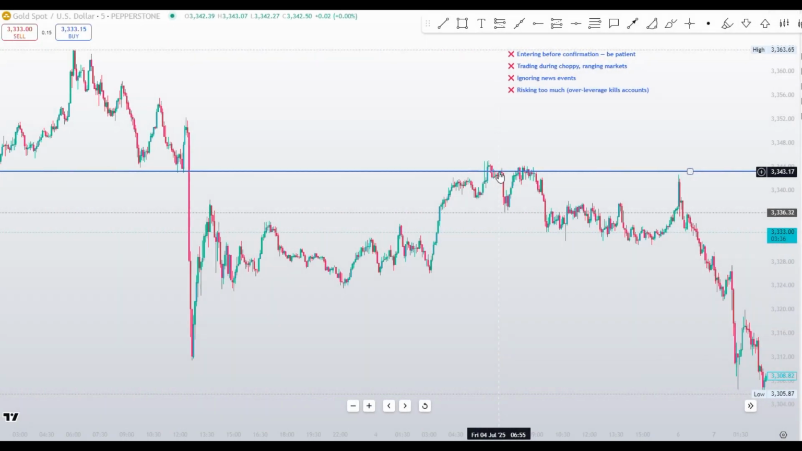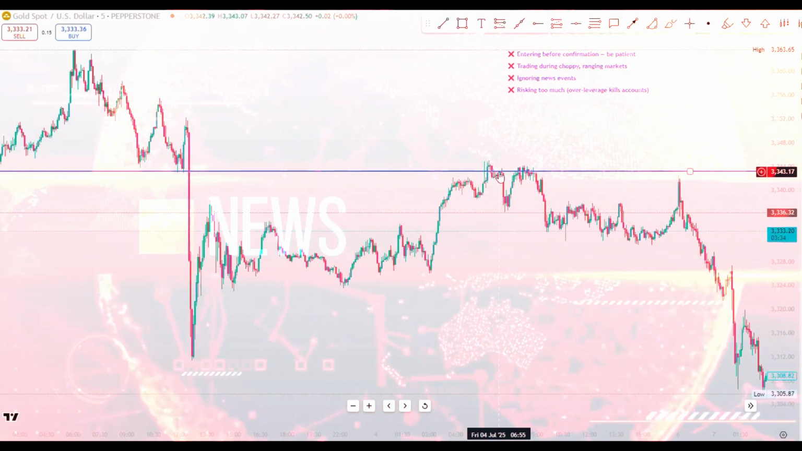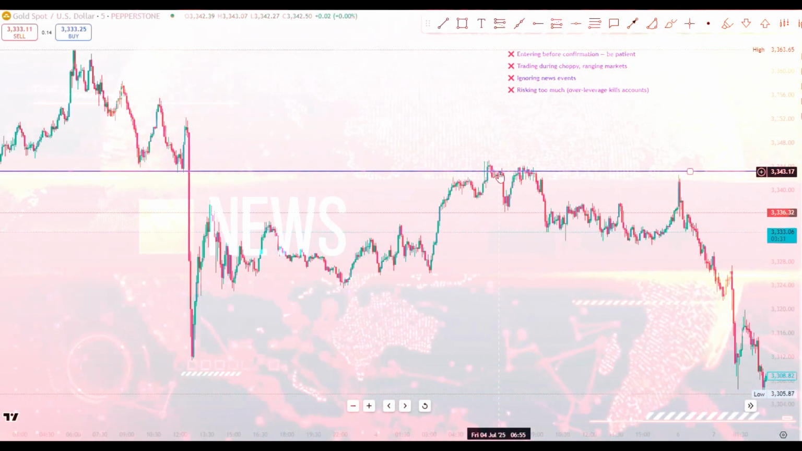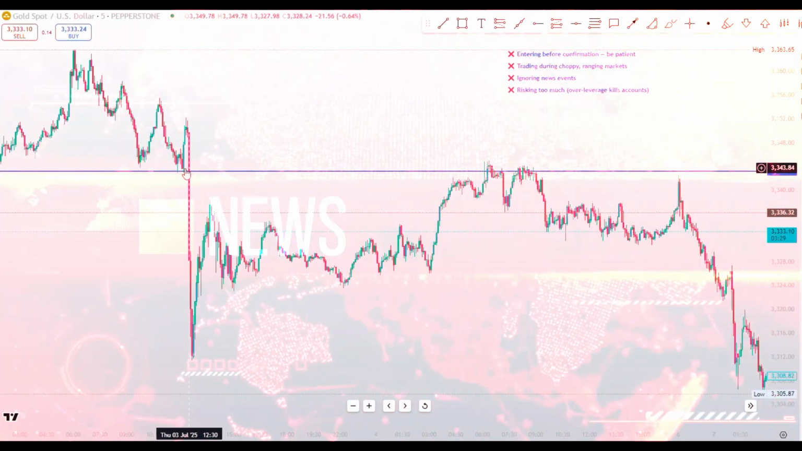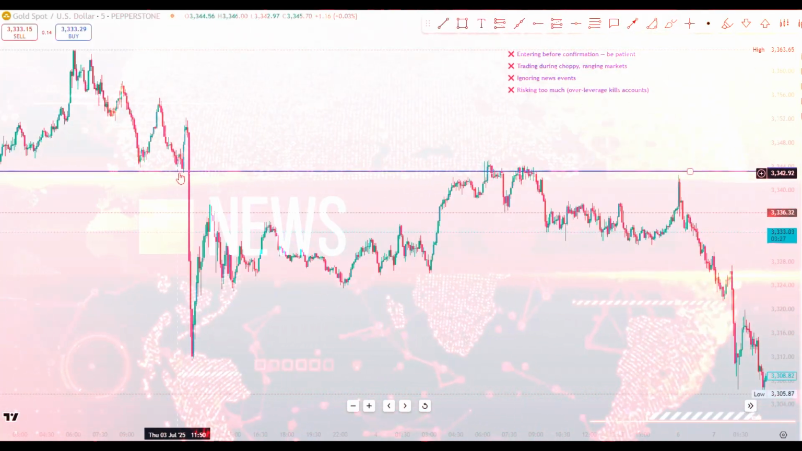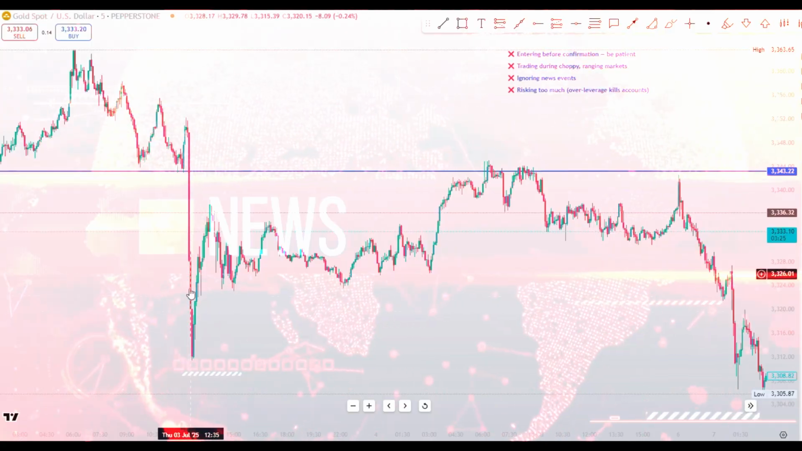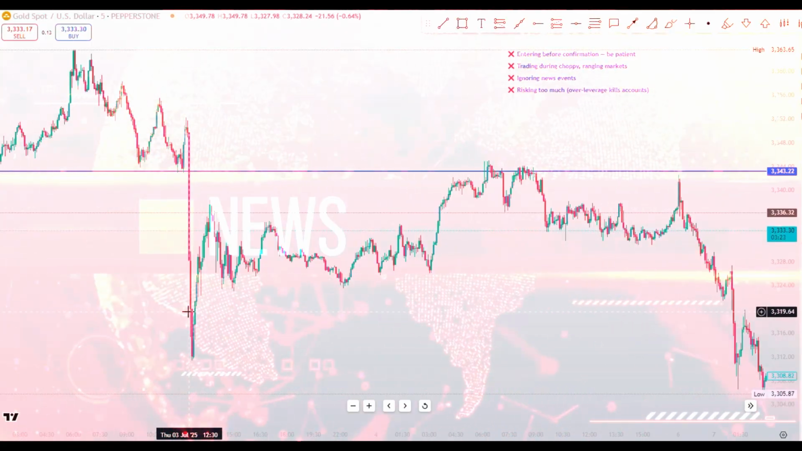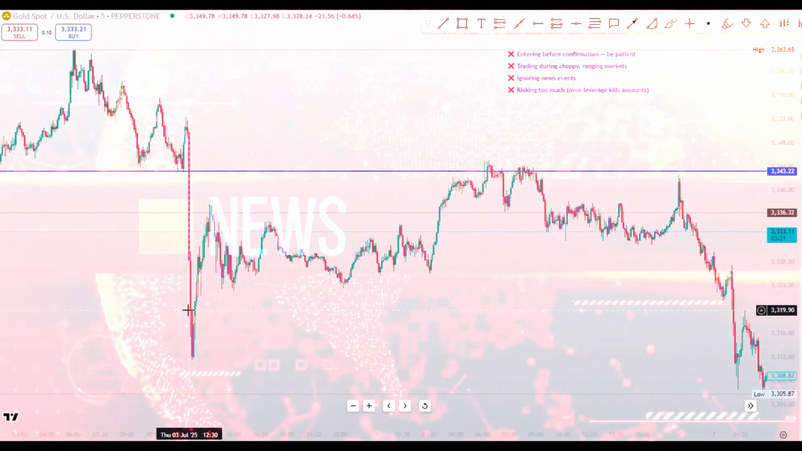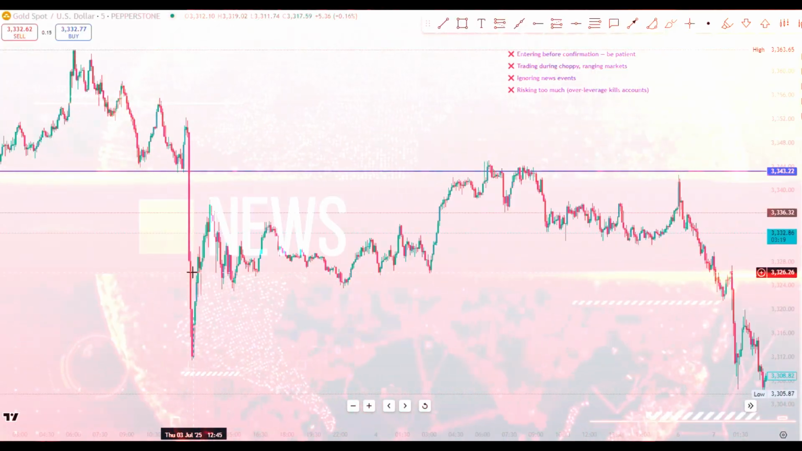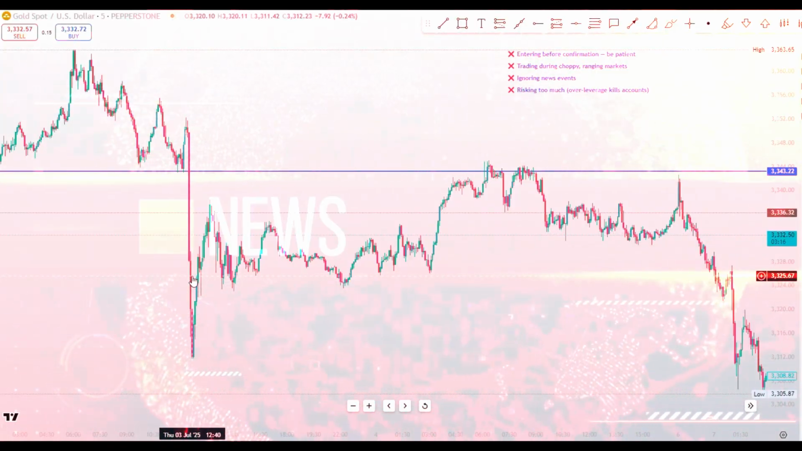And pay attention to news, as I've always been stating, because you don't want to be in a trade expecting price to respect this support and then boom, NFP comes and just takes all your money, right? So pay attention to news events as well. Knowing it is very important.